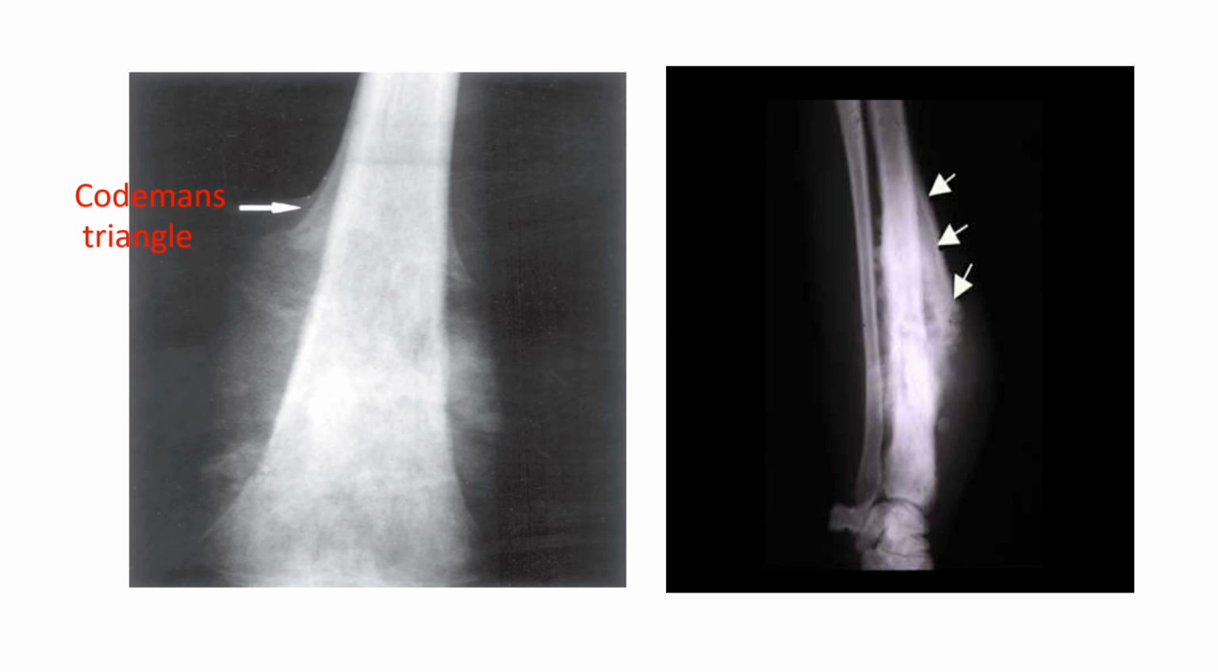This is the radiological image of a bone with osteosarcoma showing the Codman's triangle. You can appreciate the triangular picture over the lifted area.